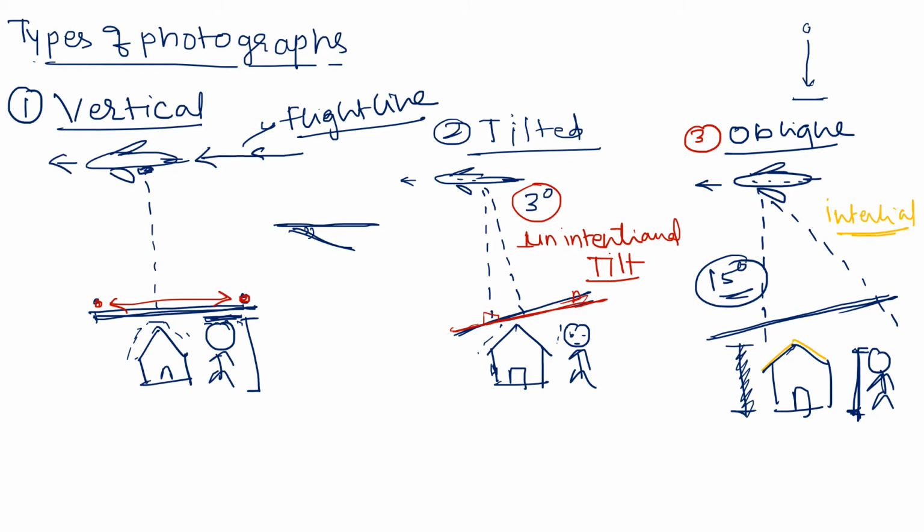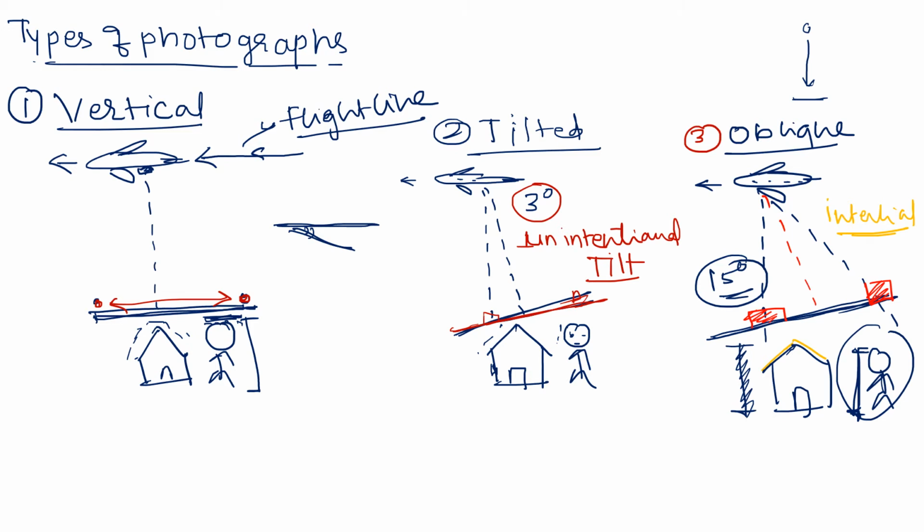So this oblique photograph has more application. But what will happen again here? This side of the photograph will have a different scale because of the tilt. This is a perspective projection. We'll talk about perspective projection and the principal point in the next few classes.